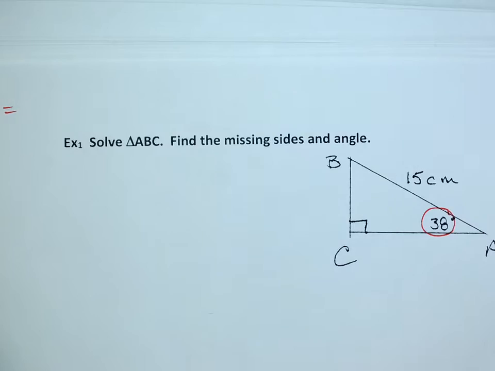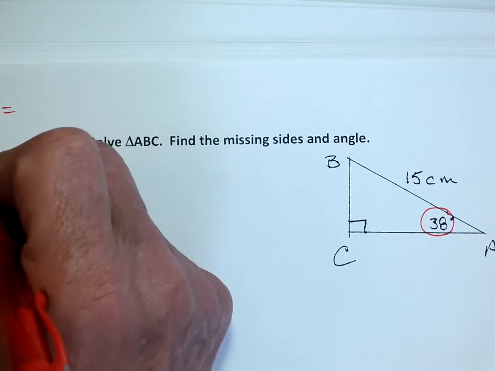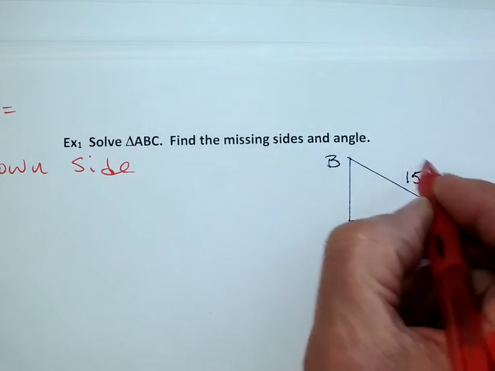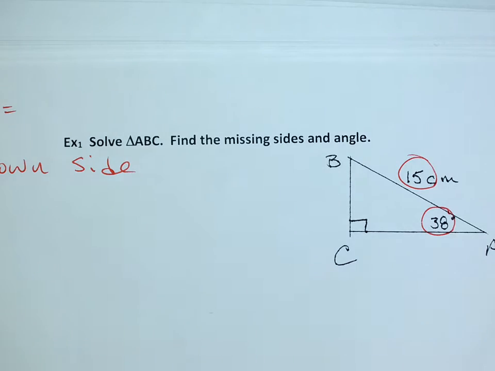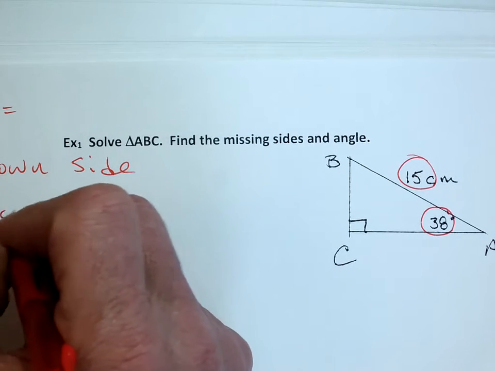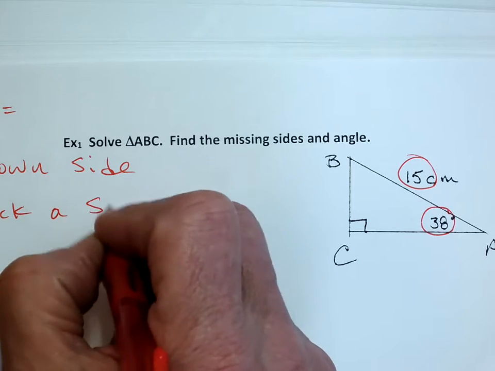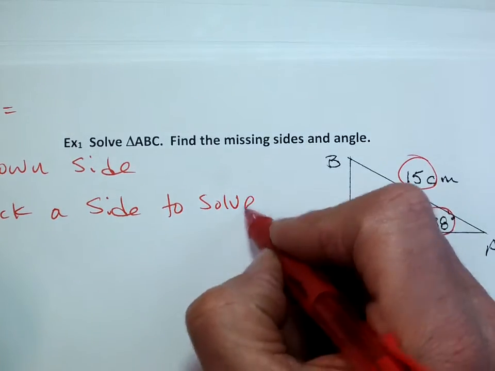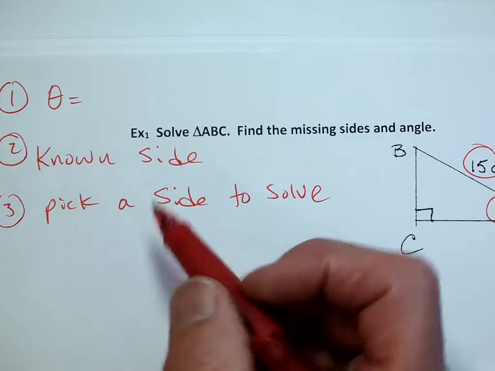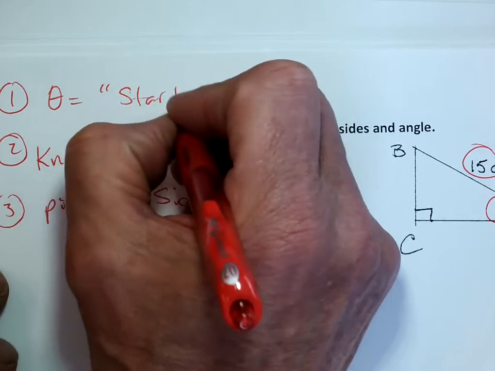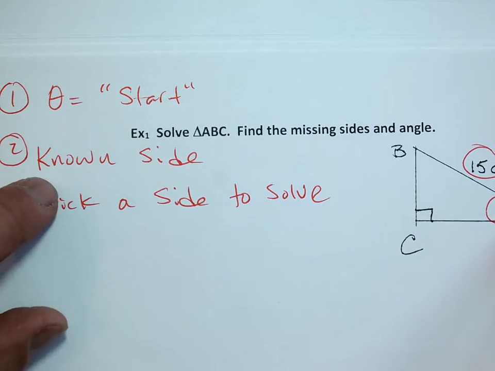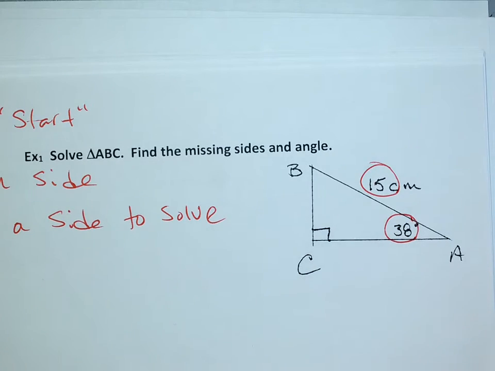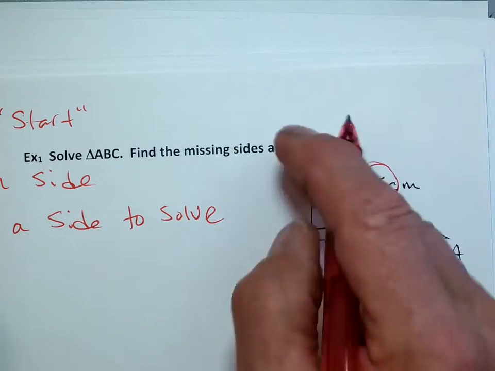Step 2, go to the known side. So our known side is the 15. Step 3, pick a side to solve for. This is where you start: set your angle, go to the known side, that's my 15, and pick a side to solve for. How about right here, this side right here, let's call this little a.